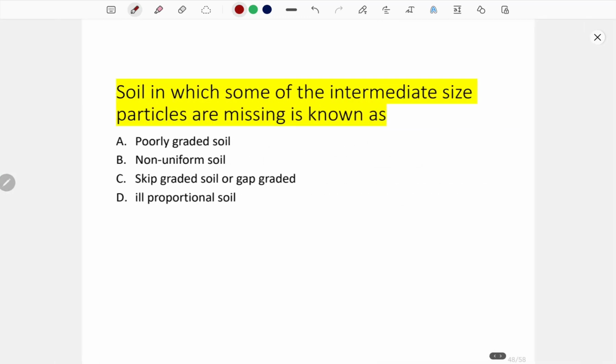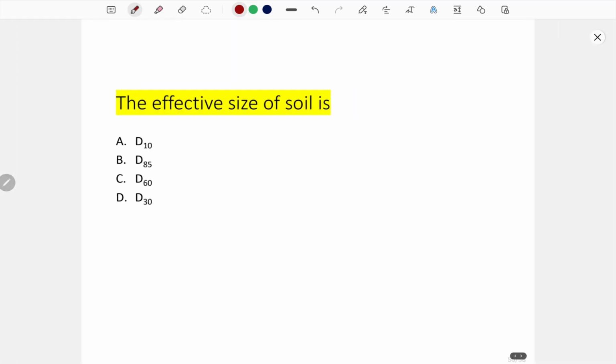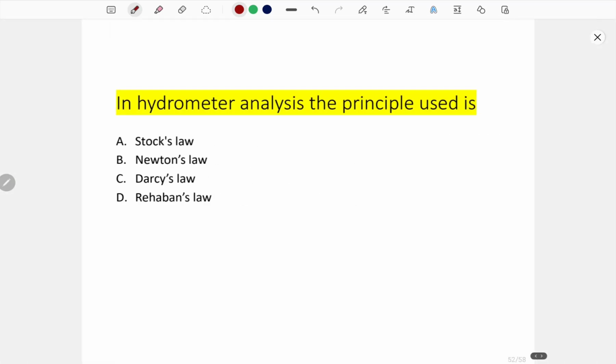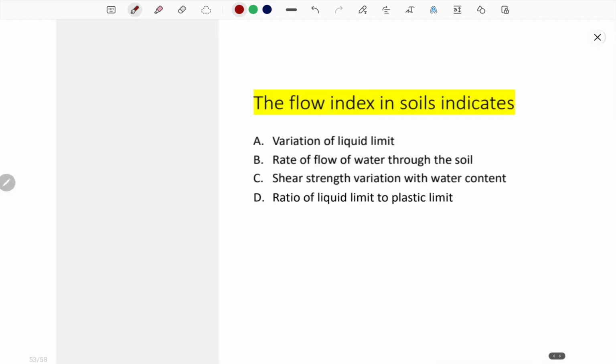A soil in which some of the intermediate size particles are missing is known as the skip graded or the gap graded soil. The effective size of the soil we have already discussed, that is D10. D10 is known as the effective size of the soil. In a hydrometer analysis, the principle used, so in a hydrometer we are using Stokes law. So A will be our right answer.